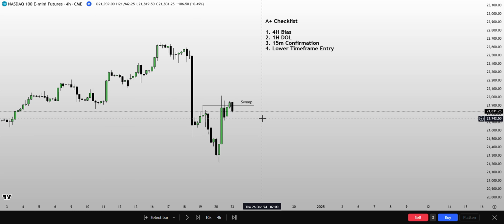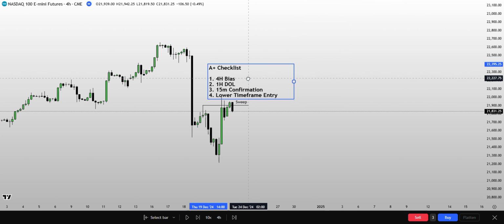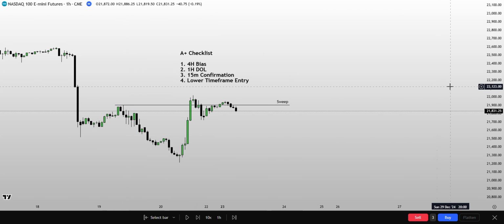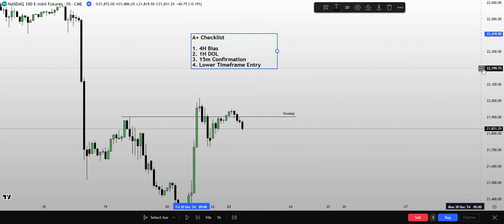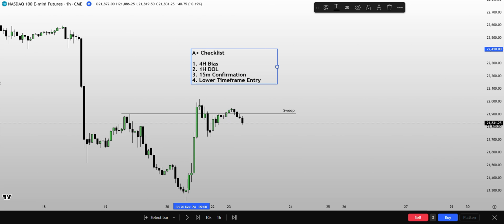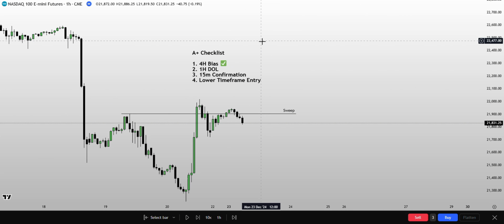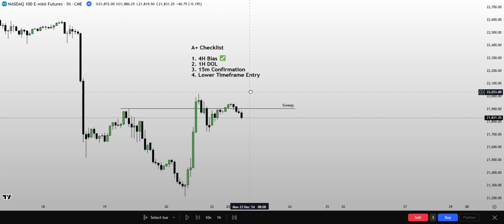So, the 4-hour bias for me leans towards the downside. I then will go to the 1 hour right here to see if it's consistent. So 4-hour bias. Let's get this checklist going. 4-hour bias right here. Bang. Checked. For us, we have the bias.